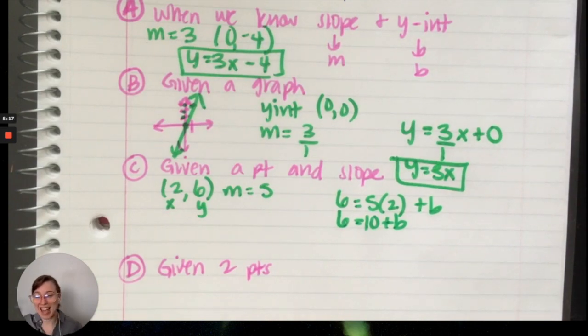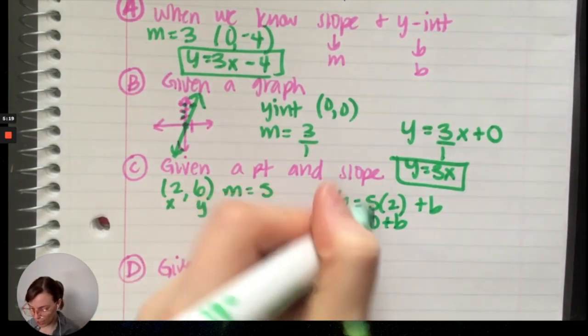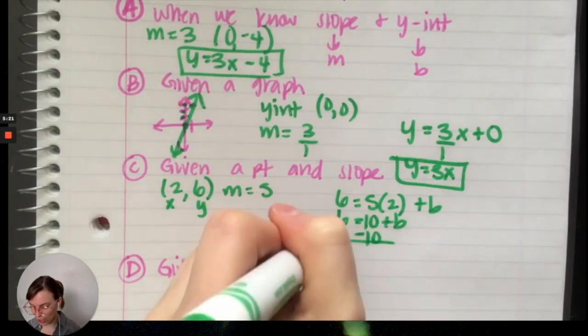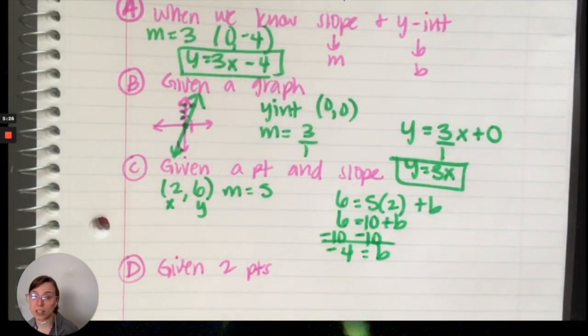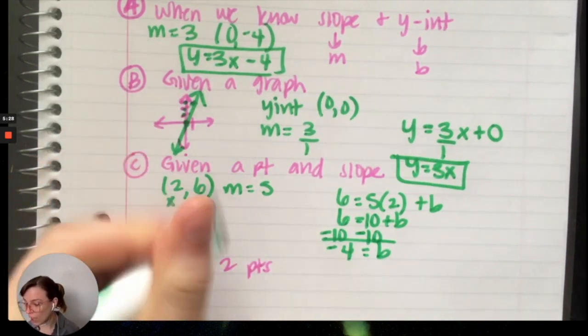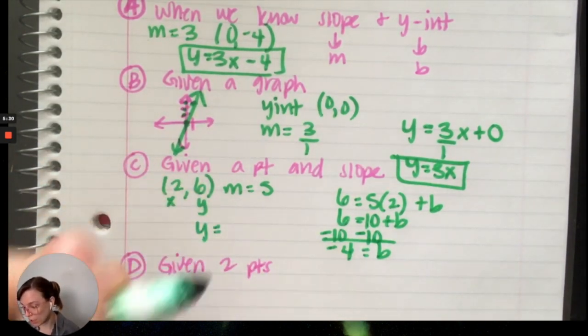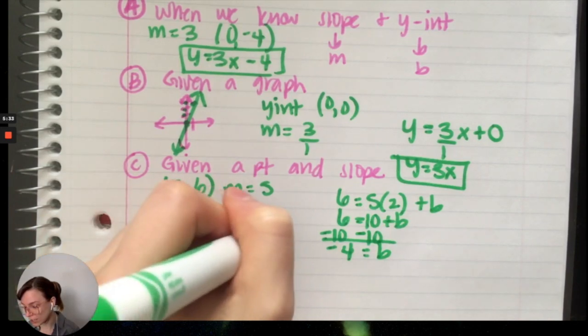To get that 10 to be undone from that side, I'm going to subtract 10 on both sides. Negative 4 equals b. That means my y-intercept is at negative 4. And I know the slope, so it's going to be y equals 5x minus 4.